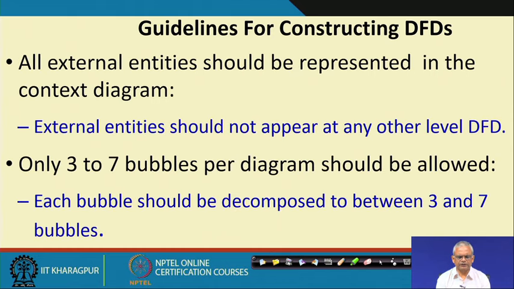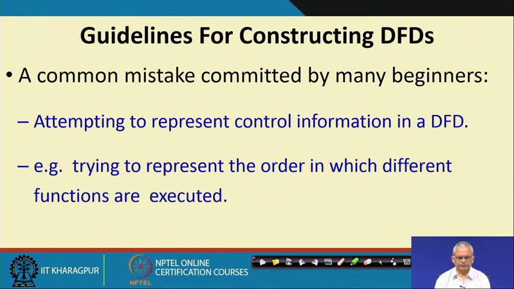The external entities appear only in the context diagram, and in level 1, level 2, etcetera, the external entity should not appear. In any DFD level, only 3 to 7 bubbles per diagram should be allowed. Here only the data flow is represented. We should not represent things like which function operates before which other function, etcetera. We just represent here each function, what data it needs and what data it produces.